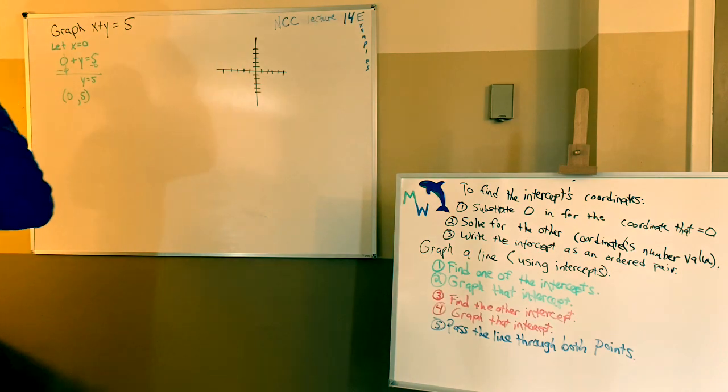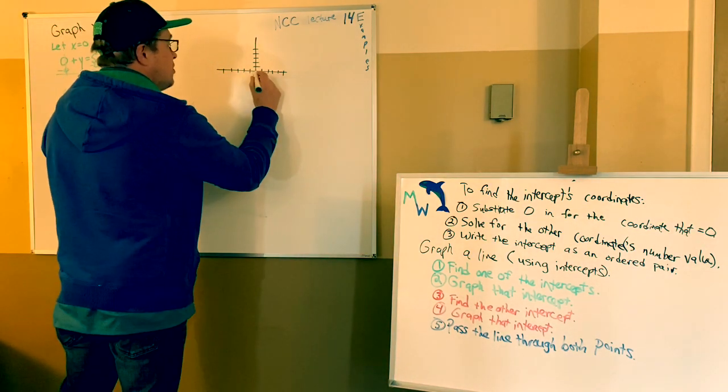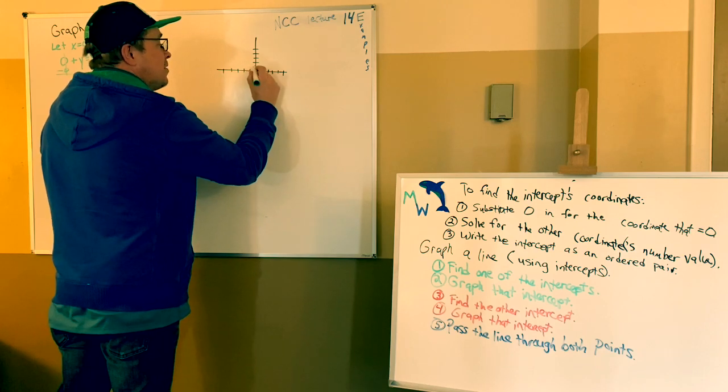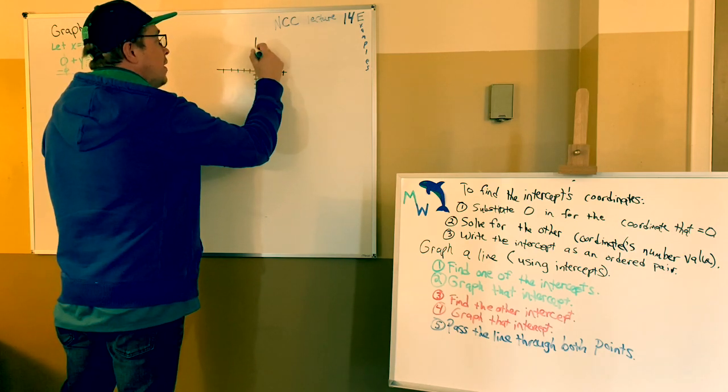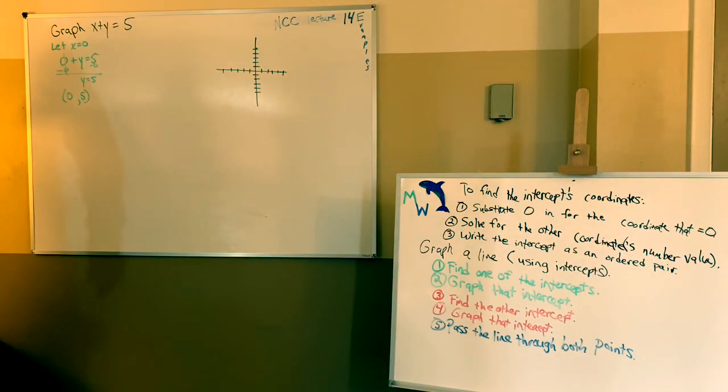Okay, here we are. We'll go to my graph paper. 0, 5, time to go across, but it says go 0. Time to go up or down, it says positive 5. 1, 2, 3, 4, 5. Above the origin, straight up to 0, 5.